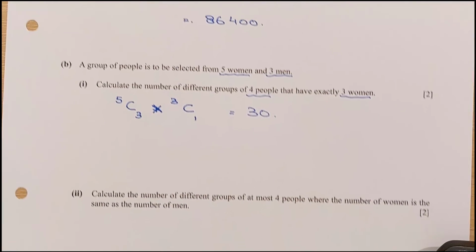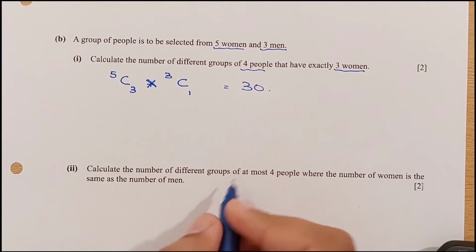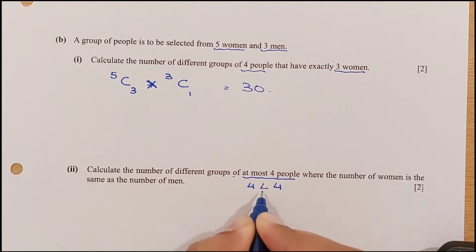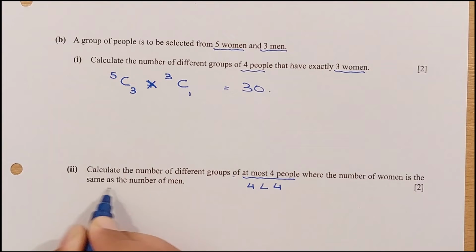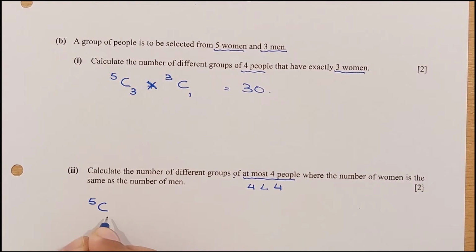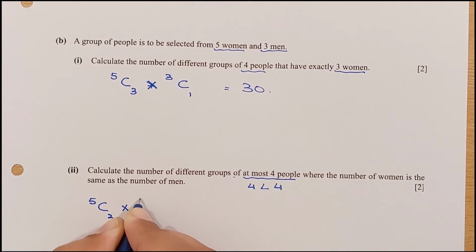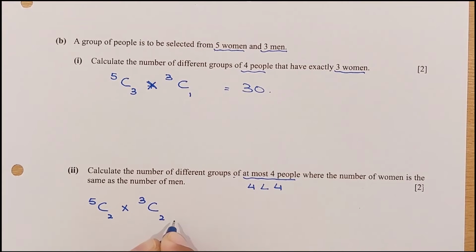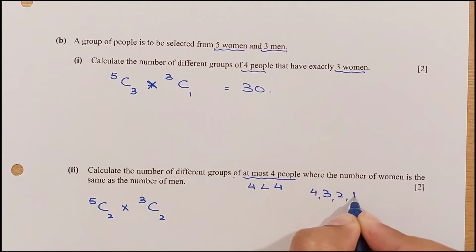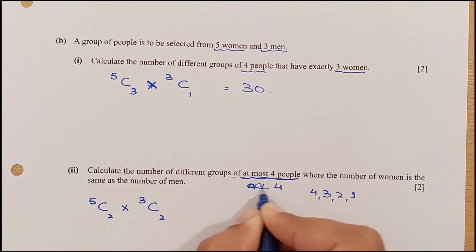Right. Now for the second part, calculate the number of different groups of at most 4 people, meaning 4 or less than 4, where the number of women is the same as the number of men. There are 5 women. We can select, let's say, 2 women, and times from 3 men we can select 2. So 2 and 2, we have to make the same number, right? So 2 plus 2 is 4, exactly 4 or less than 4. So we have to consider 4, 3, 2, or 1. At most 4 people means this.